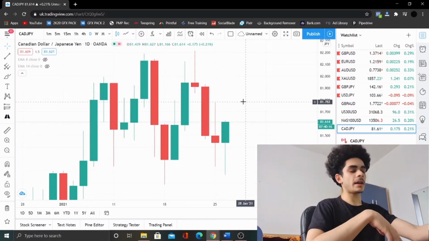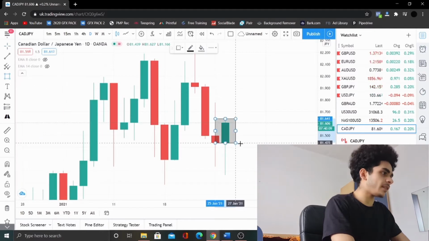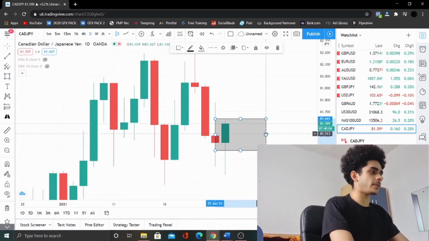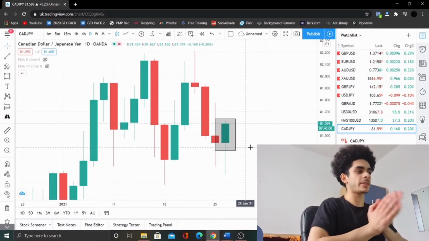But right now, this one right here is the latest candle. Let me quickly outline it. This here is the latest candle, so it hasn't closed yet. It's still in progress, and it's going to close at the end of this day.